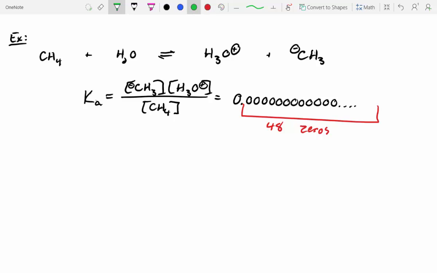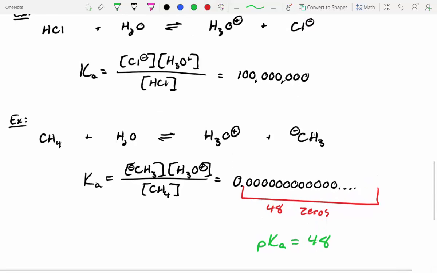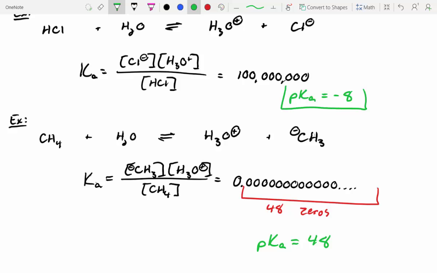So if we do this, oftentimes to describe that 48 zeros, we just say, all right, this has a pKa of 48. Conversely, if we go up and we look at our hydrochloric acid example, how many zeros do we have? 8. However, because it's a negative log scale, this will be pKa of negative 8. So this pKa system really saves us that hassle of writing out a bazillion zeros, prevents your hand from cramping, and it's a nice way of describing that order of magnitude.